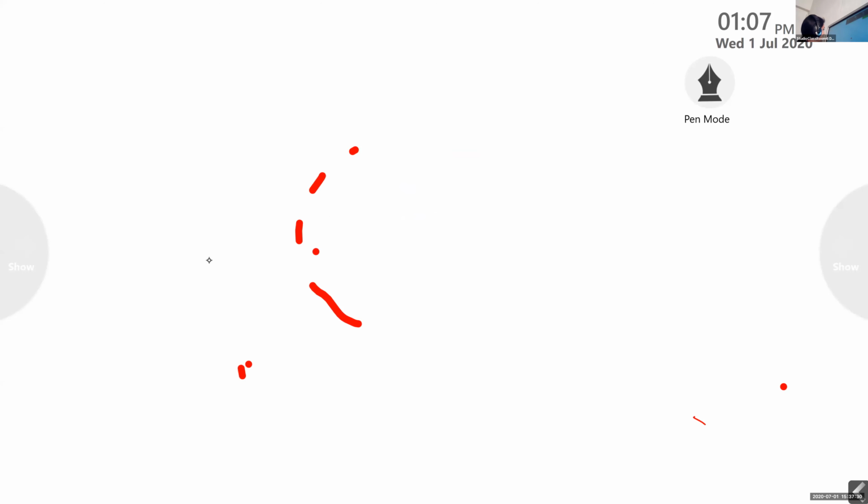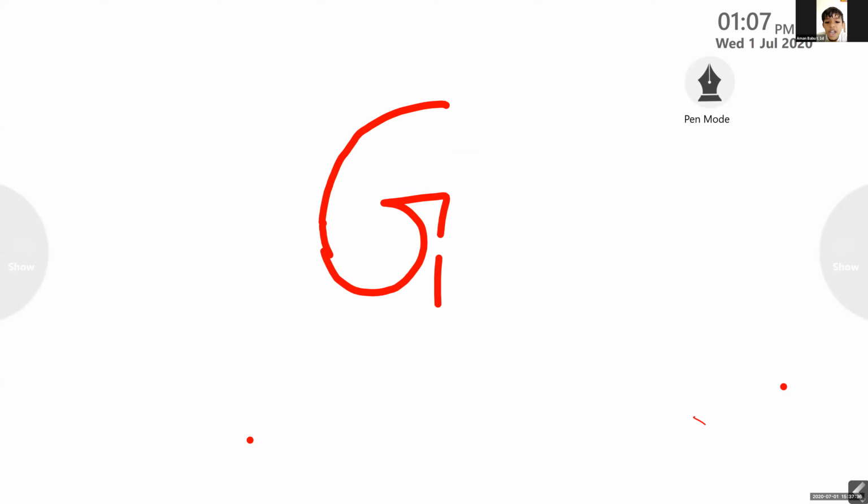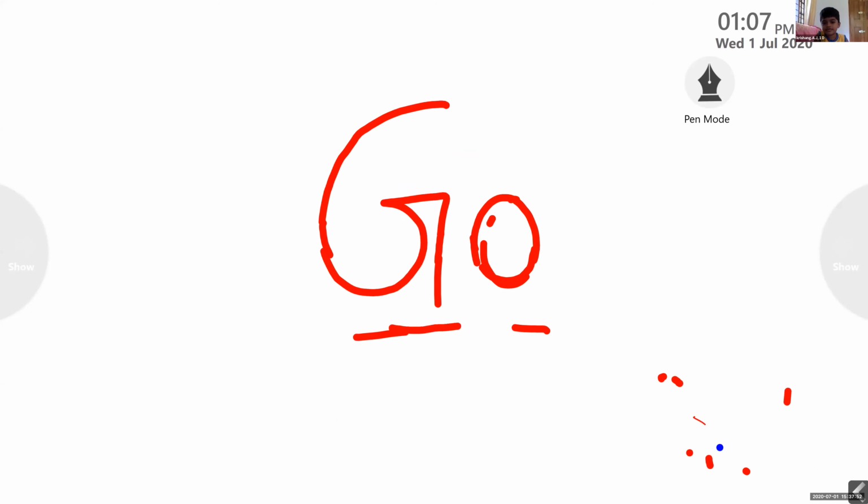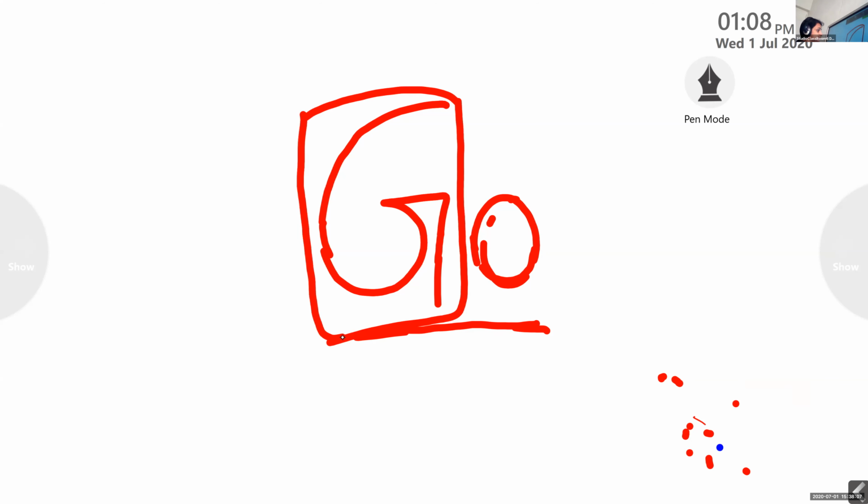Now, the next alphabet. Ja, ja, ja. No. What is this word? Go. Yes, it's go. So, what is the sound of G? Very good, it's go. G makes the sound go.